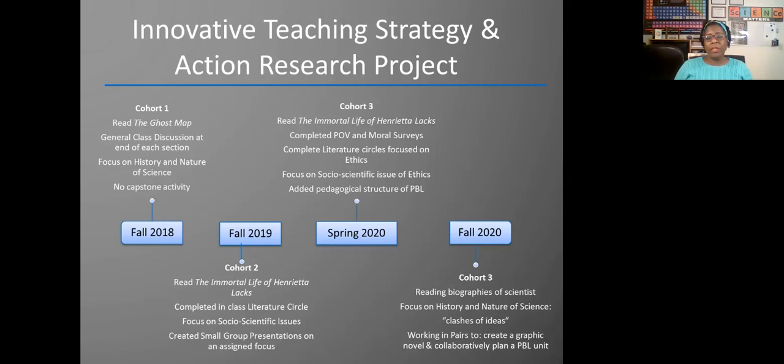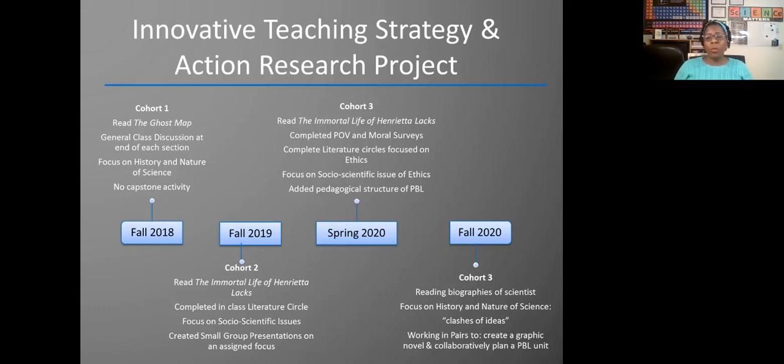So these students actually completed point of view inventories and moral surveys. They also completed literature circles that focused on ethics as well as socio-scientific issues. One thing we did differently with this group was we added a structured problem-based learning activity where we collaborated with teachers in a local school district to develop the template for that, and we had students use that as a part of this project.